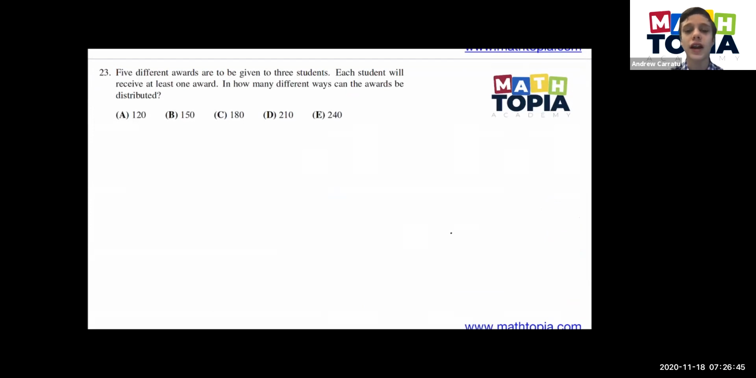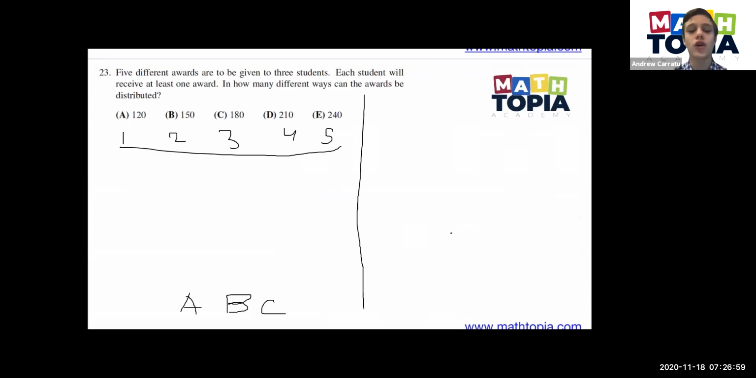The way that I would do it is I'd say let's call the five awards 1 through 5, right? And then we'll call the three students A, B, and C. So for each of these five awards, we have to give them to A, B, or C. So for, let's say, award number one, there's three ways we can give it out. We either have to give it to person A, person B, or person C. There's no other possibility. So there is three.